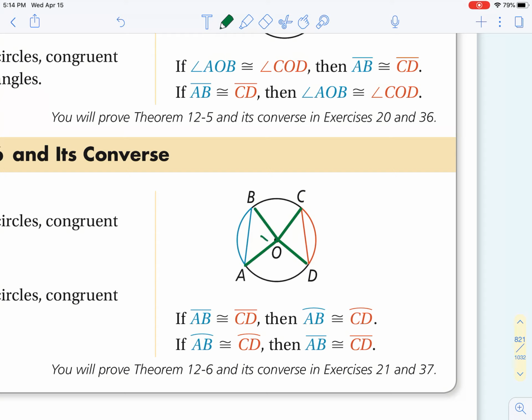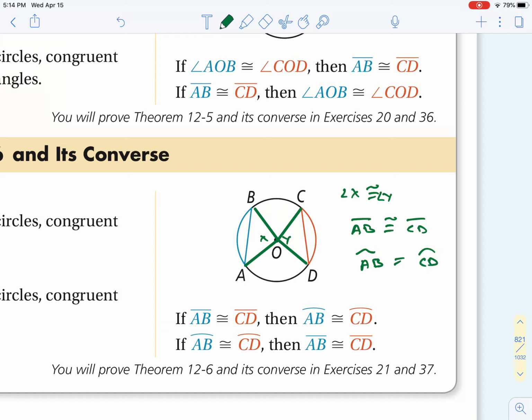Should only make sense if x is equal to y. There it is, angle, angle. Then we know that the chord AB is equal to the chord CD, and also the arc AB is equal to the arc CD.